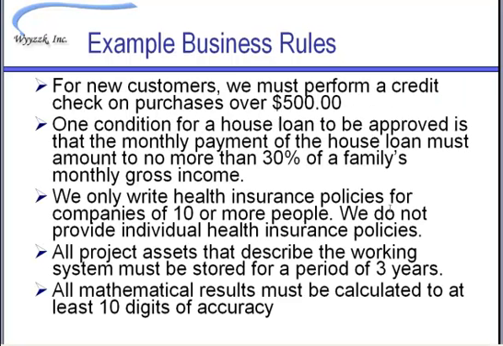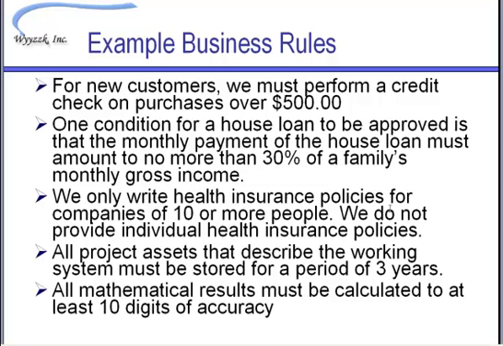So, for example, these are some example business rules. For new customers, we must perform a credit check on purchases over $500. That's probably a business rule for a particular company. Another example, one condition for a house loan to be approved is that the monthly payment of the house loan must amount to no more than 30% of a family's monthly gross income. Now that example might be a particular bank, but it's probably a regulatory requirement in the loan industry.